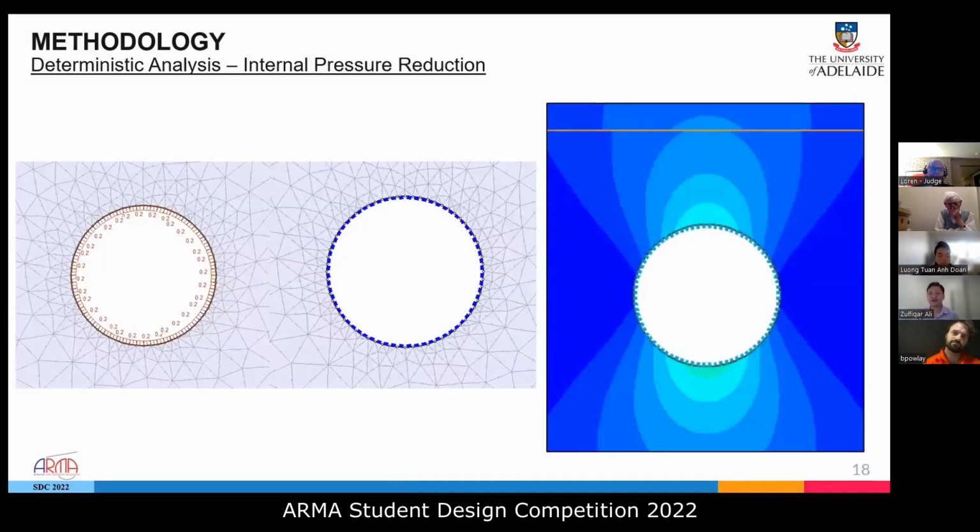Now, for the design of the support pressure, we modeled a 3-stage simulation. During the excavation stage, the 20% of the support pressure was applied, and in the last stage, the tunnel liners were applied. The detailed support design and its analysis will be discussed in the later part of the presentation.